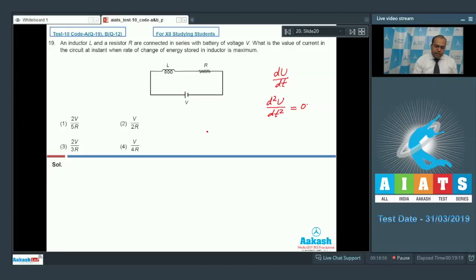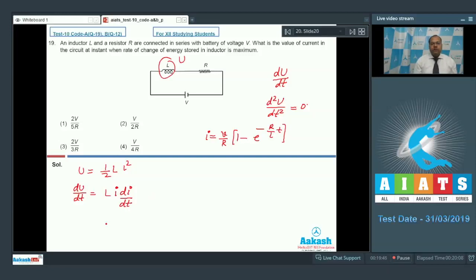In this case, at any time t, the current in the circuit is given by V by R into 1 minus e raised to the power minus R by L into t. Now the energy stored in the inductor at any time t is U, which is half into L into I square. If I take the derivative dU by dt, it is L into I into dI by dt. Now further differentiate this equation and put it equal to 0.